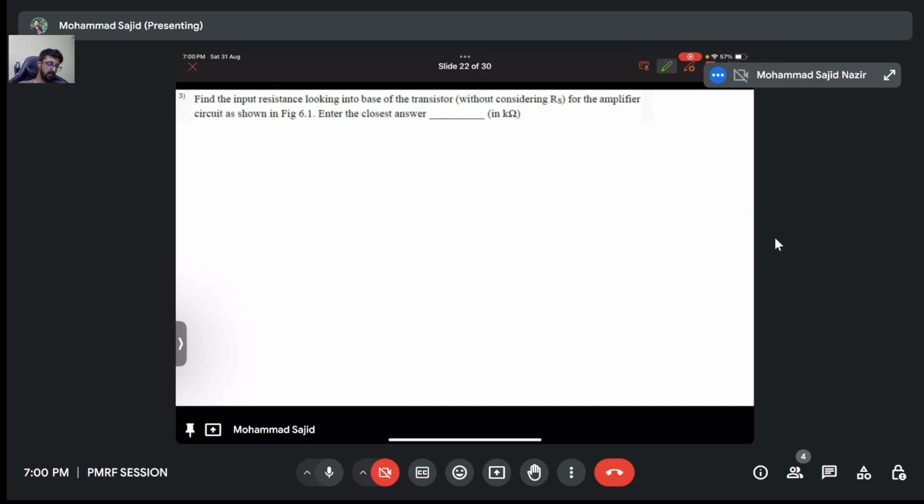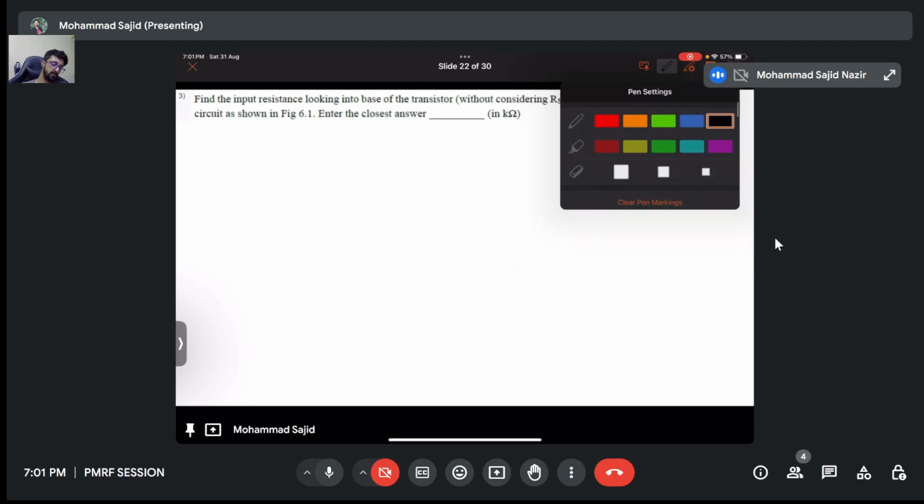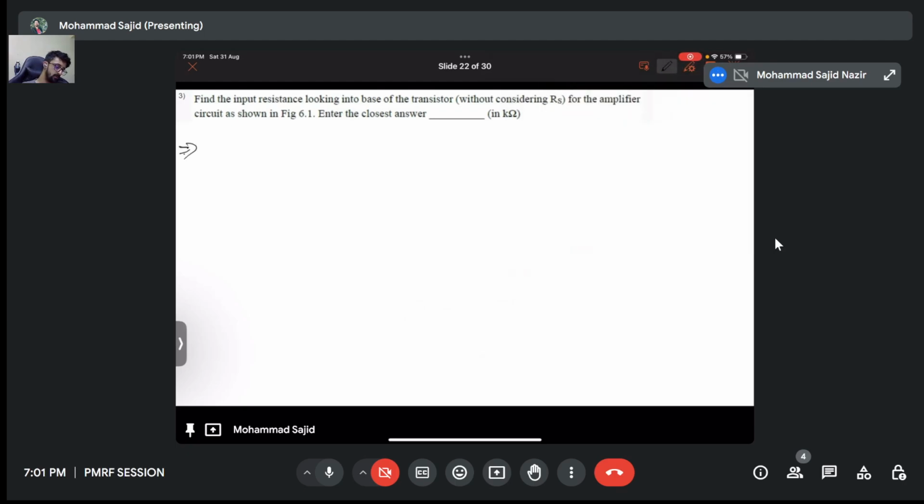Okay, now this is a good question because it will be good practice. Find the input voltages. We have done a lot of questions of this type. It says that without considering RS. So you know the circuit?